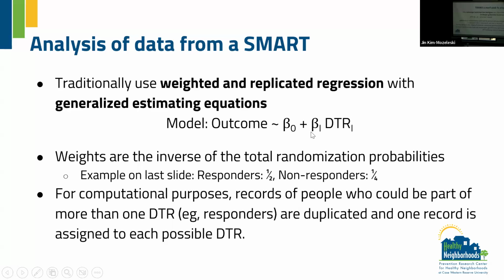So then we would have their information included in the treatment effect estimations for both DTRs. And then whatever is the optimal DTR is the one that has the highest beta, assuming higher is better for the outcome. That would be how you would pick your optimal DTR.